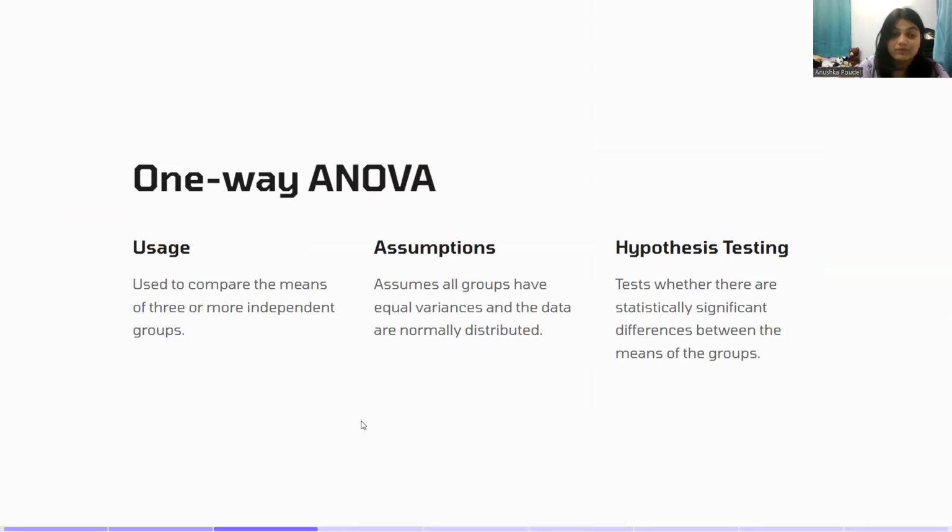In one-way ANOVA, the usage is to compare the means of three or more independent groups. The assumptions that we make are that all the groups have equal variance and the data are normally distributed. Hypothesis testing tests whether there is a statistically significant difference between the means of these groups. So we'll have two hypotheses, which we'll be discussing later on in this video.